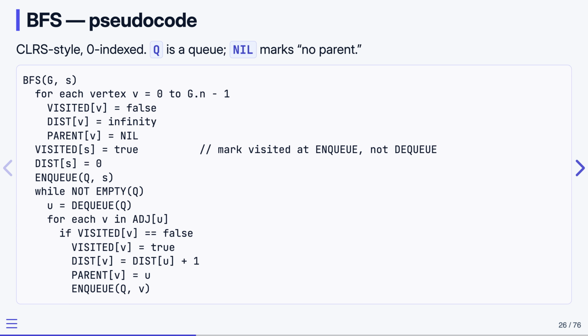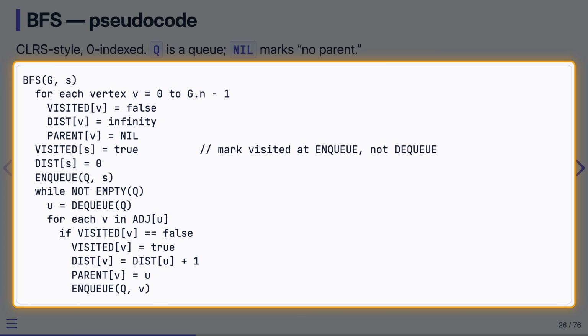Now the full BFS pseudocode, written in the CLRS style and zero-indexed. Q is a queue. Nil, read as null, marks a vertex with no parent. The first block sets up every vertex. For each vertex V, we mark visited at V as false. We set dist at V to infinity, and we set parent at V to null.